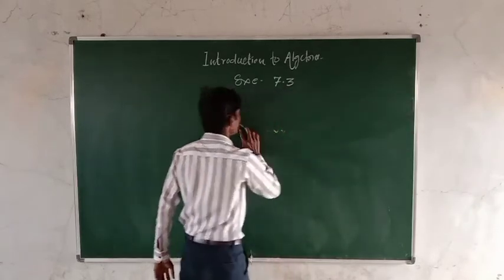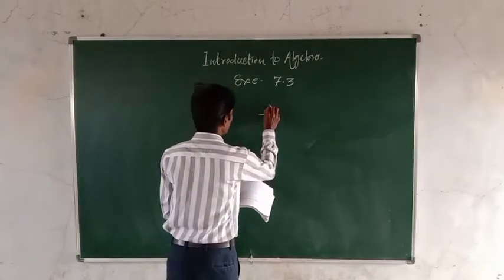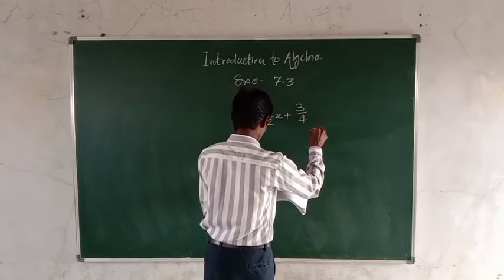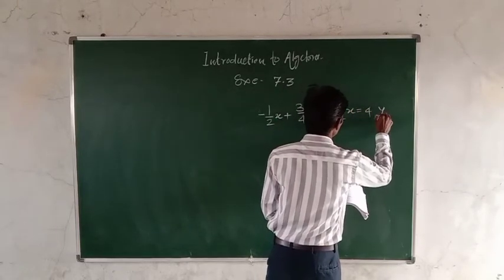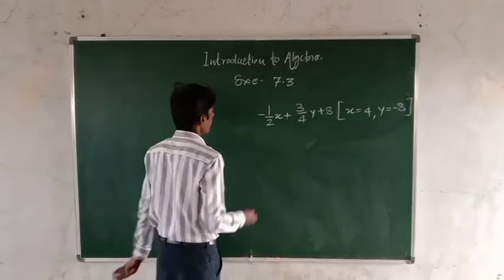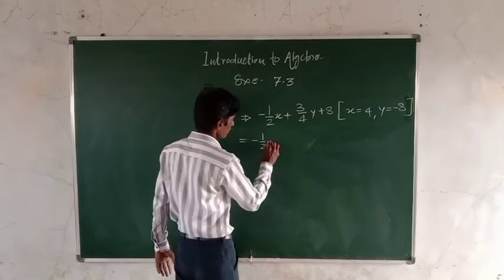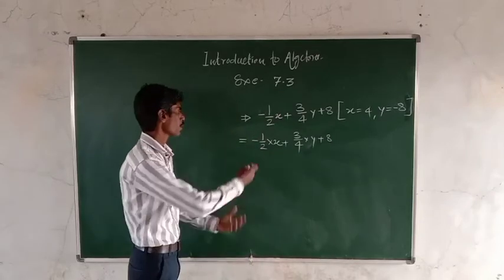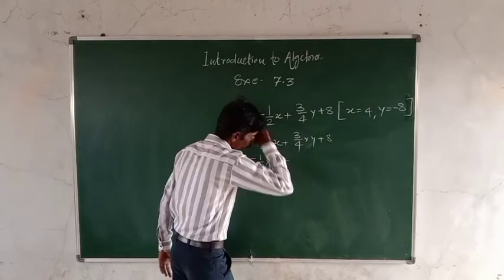Again, question number C, that is minus 1 by 2 x plus 3 by 4 y plus 8, where x is equal to 4 and y is equal to minus 8. So minus 1 by 2 into x plus 3 by 4 into y plus 8. Now 1 by 2 into x means 4, plus 3 by 4 into y means minus 8, plus 8.